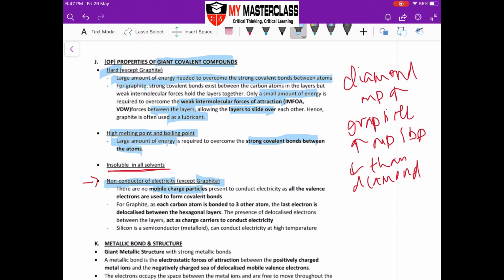But for graphite, each carbon is bonded to 3 carbon atoms, and then there is one last electron that is delocalized between the layers. So these delocalized electrons act as charge carriers to conduct electricity. In other words, your diamond cannot conduct electricity, but your graphite can conduct electricity due to the valence electron that was not used for covalent bonding, and it is delocalized between the layers.